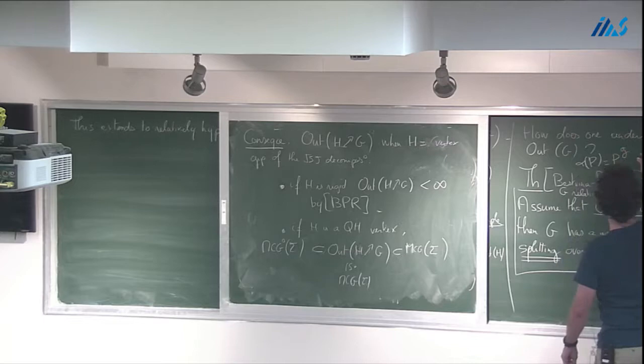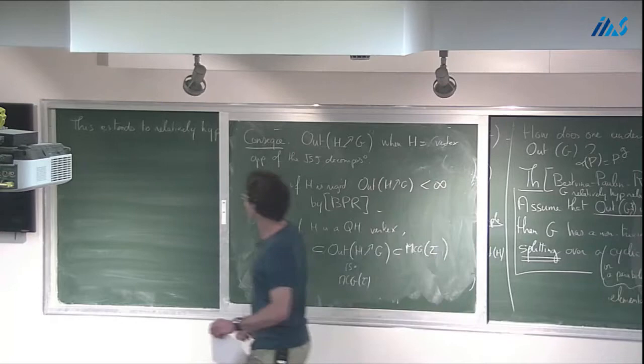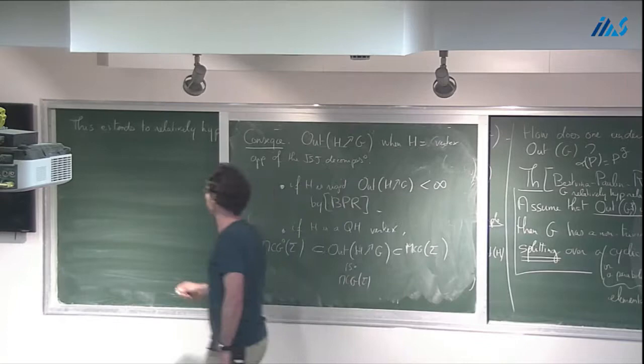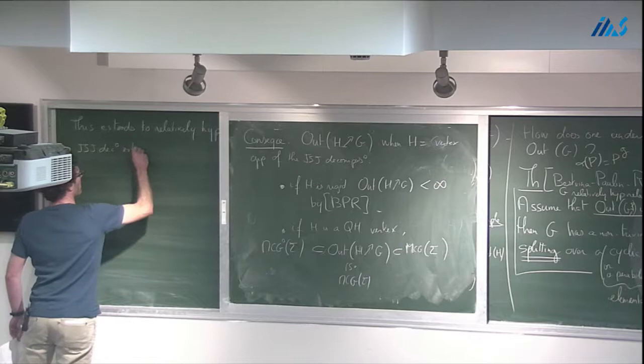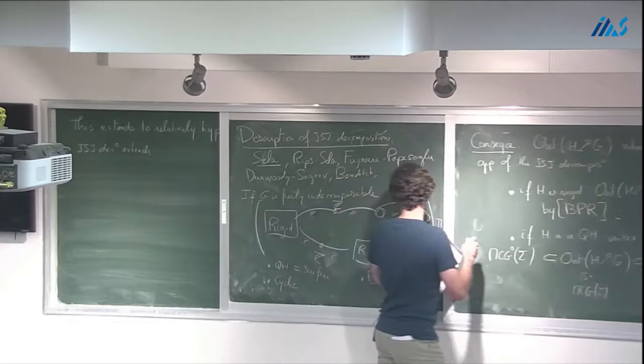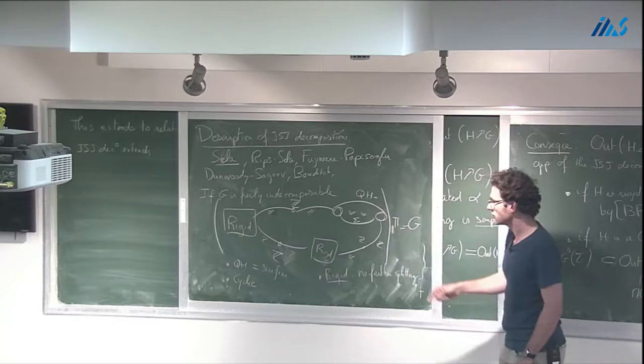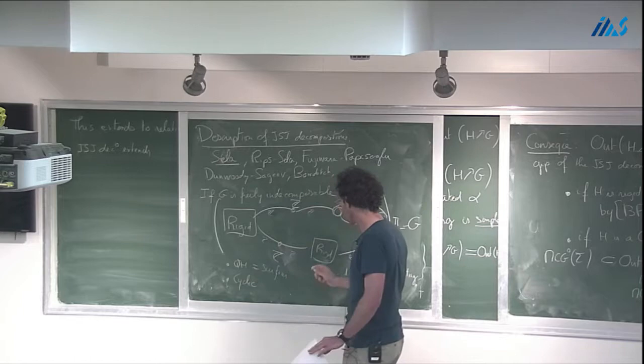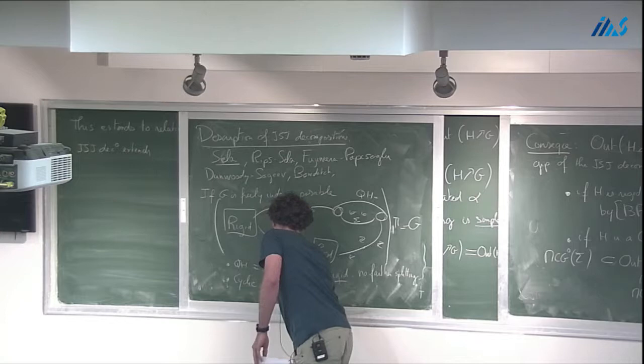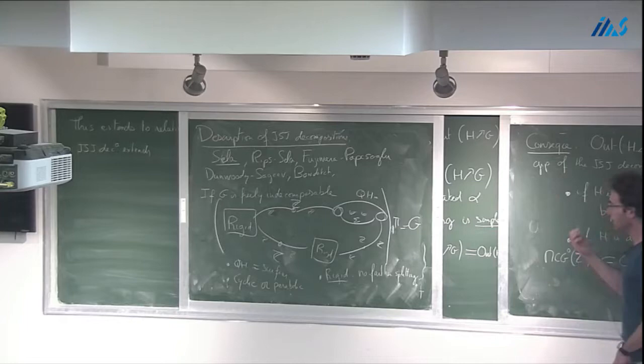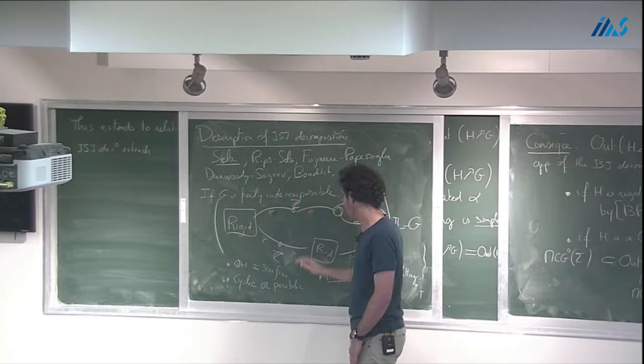Okay. So this part works the same, and JSJ decomposition works the same too in this context. Here there were three kinds of vertices. You have to enlarge the elementary case. The only new thing that you have to add is either cyclic or parabolic. You get a decomposition in which the vertex groups are either cyclic or parabolic.